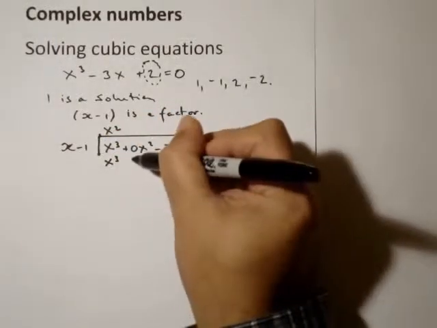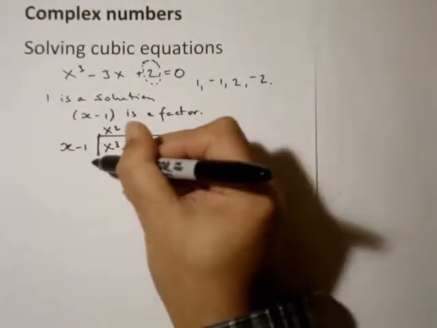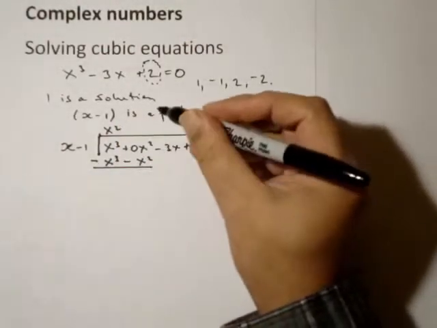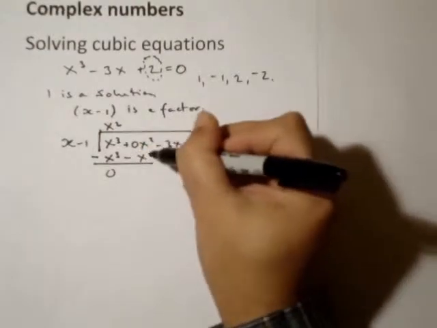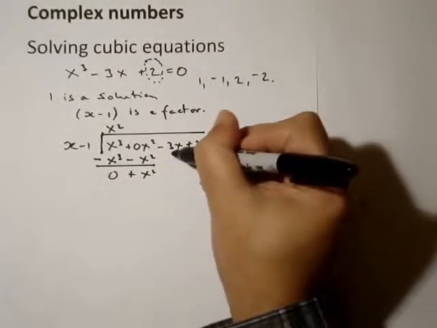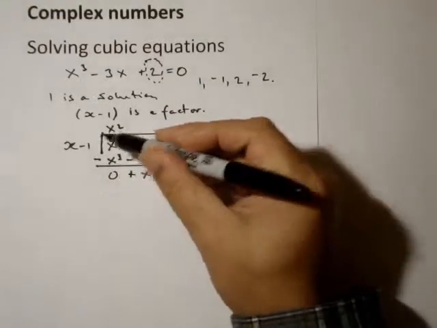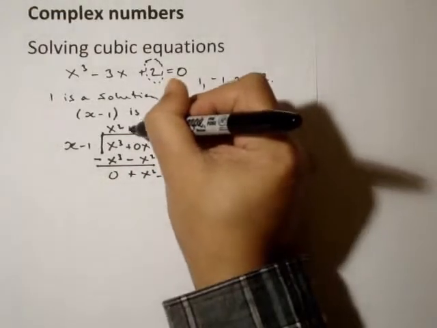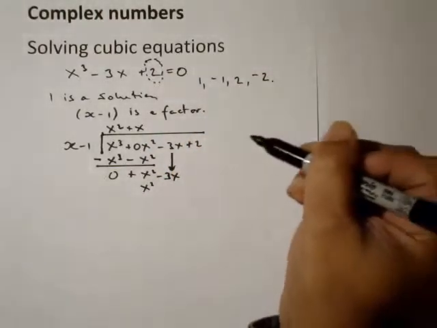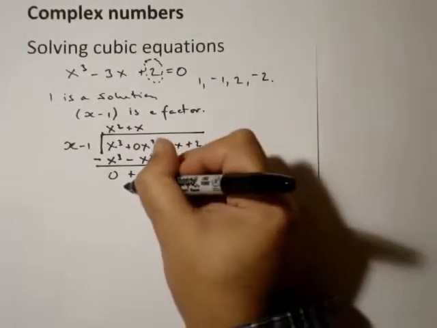So we bring the x cubed at the bottom. X squared times minus 1 is minus x squared. Then we subtract. Here we get 0. X squared minus x squared is plus x squared. We bring down the 3x. How many times does x go into x squared? That's 1, so that's plus x. So we have x squared on the bottom. And then x times minus 1 is minus x. And we subtract.